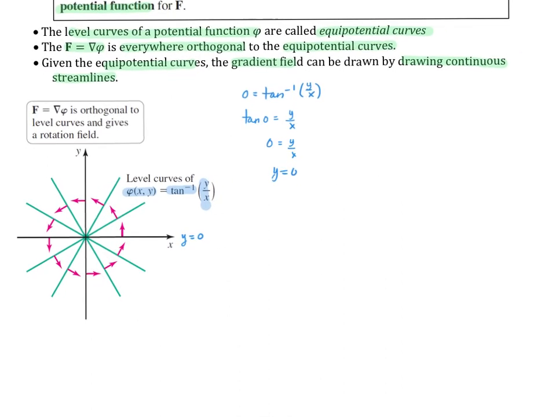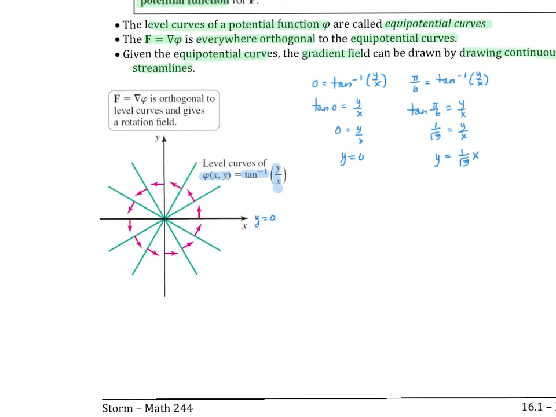Let's see, I'm dealing with tangent inverse. Let's do one more. So let's look at pi over 6. I'm going to replace my potential function phi, which is just some z value, with pi over 6, equal to tangent inverse of y over x, which means tangent of pi over 6 is equal to y over x. Tangent of pi over 6 is 1 over the square root of 3, I believe. I might be messing it up with square root of 3. So y is equal to 1 over the square root of 3 times x. So that would be a line through the origin with a slope of 1 over the square root of 3.